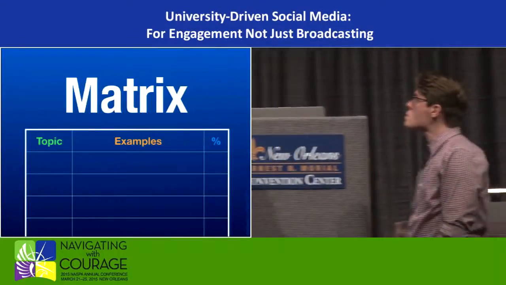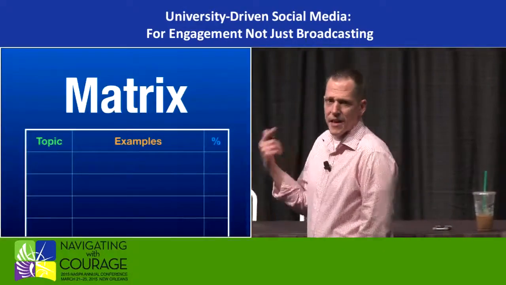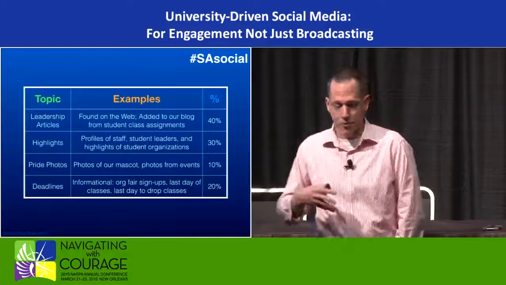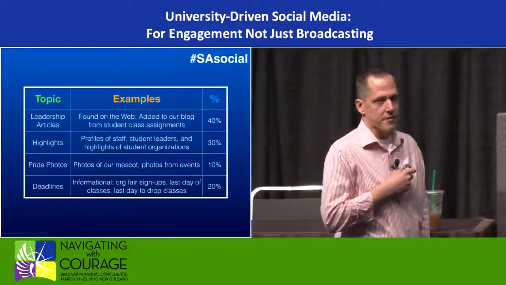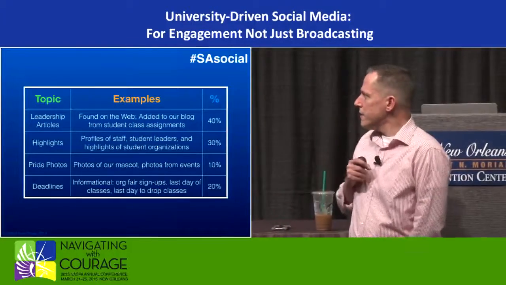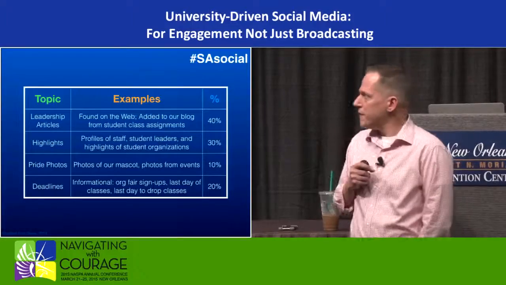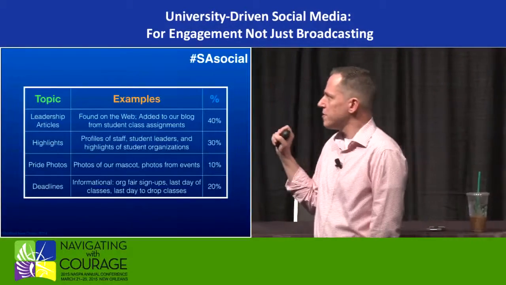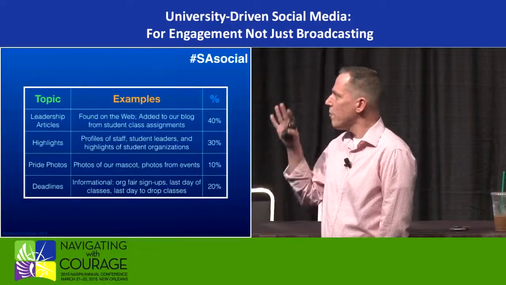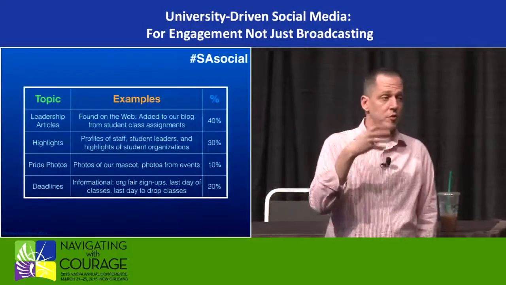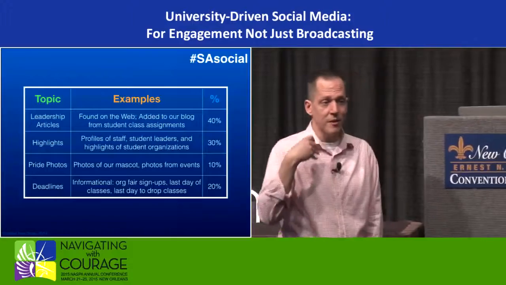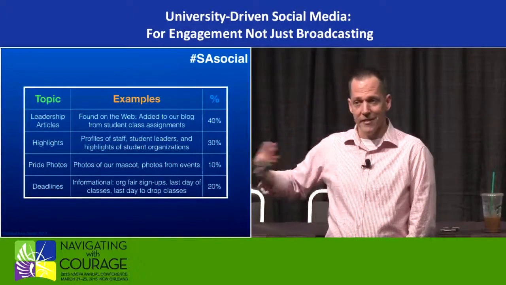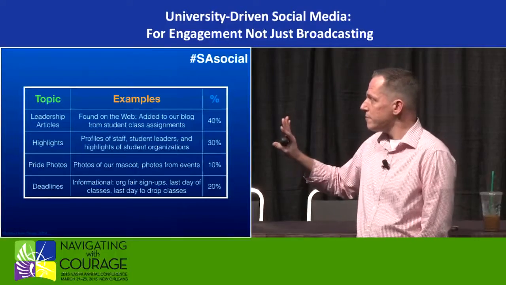And it's also helpful then to plan out what the content is going to look like on our account. So if you develop this kind of matrix, and I created them, this is a fake account, this doesn't exist, but let's say it's a leadership or a student activities type office. This office has decided that 40% of what they push out is going to be leadership articles found on the web. Students maybe in a leadership class on campus have to write some blog posts, so we're going to use their content to both highlight leadership principles as well as the students themselves.